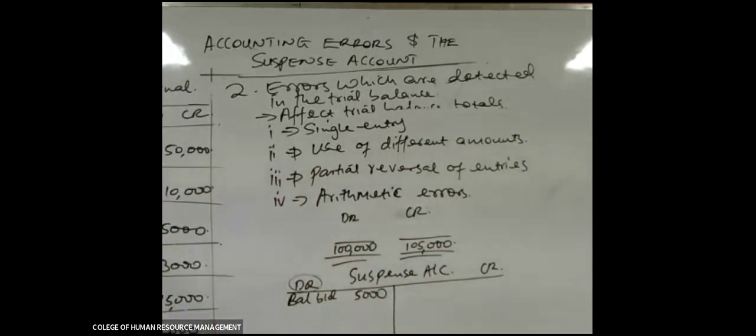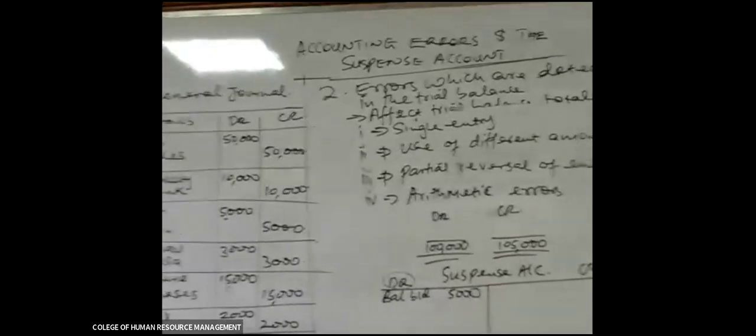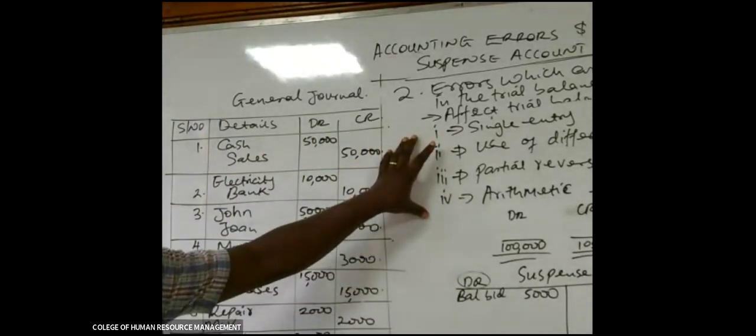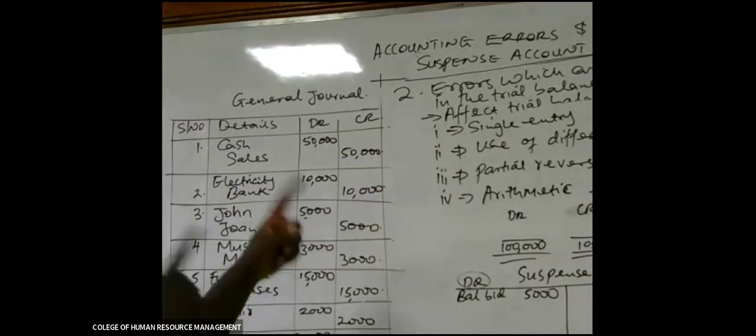Then you will correct your errors. And when you are correcting your errors, look at what we have on the board. In the errors number 1, those which do not affect the trial balance, we don't mention the suspense account here because they did not affect the trial balance totals. But now these errors, because they are affecting one side, we are either going to debit suspense or credit suspense. As we correct, because this is an issue on one account, we shall correct the error in that one account.